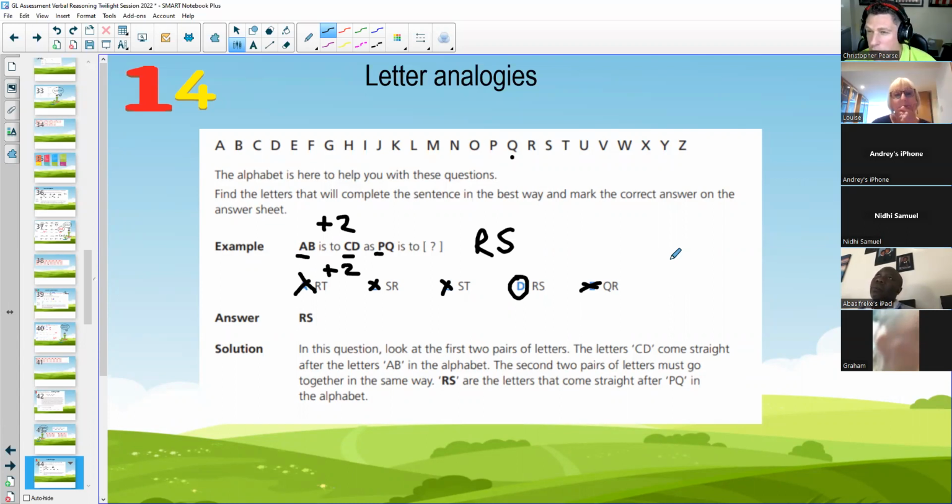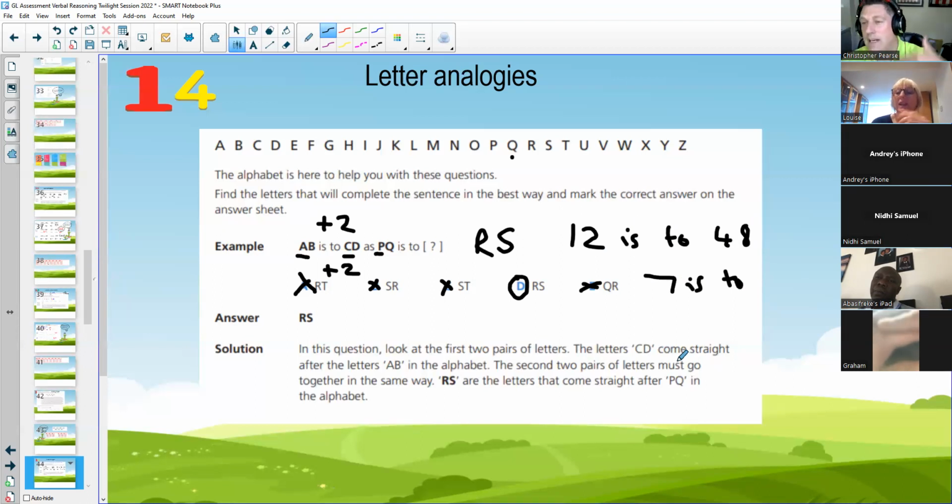Thanks, Lou. And I think that also applies to those ones they may well have, a bit like the middle number, but something like 12 is to 48, for example, and then I've got 7 is to. So what's the relationship between 12 and 48? Well, I've timesed it by 4. So I'm going to times 7 by 4. Exactly. I think that's a really good way of looking at it.